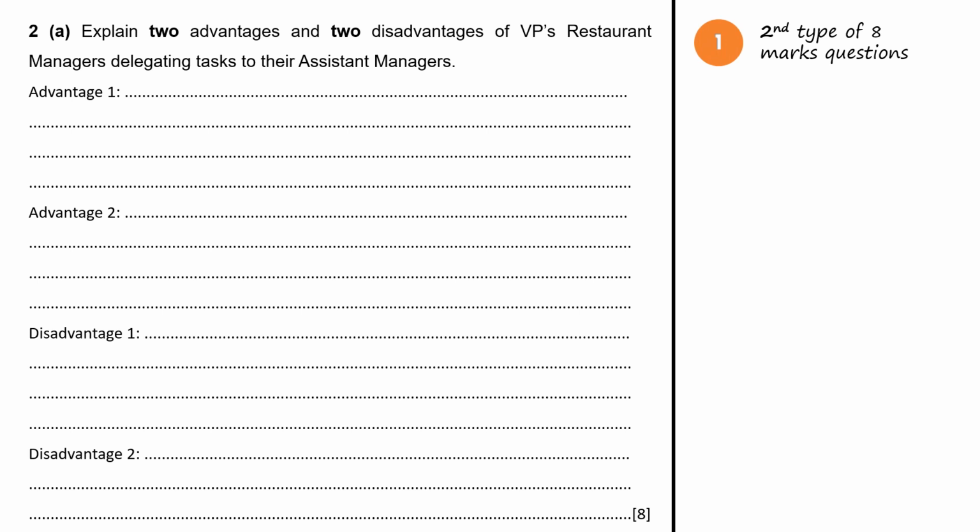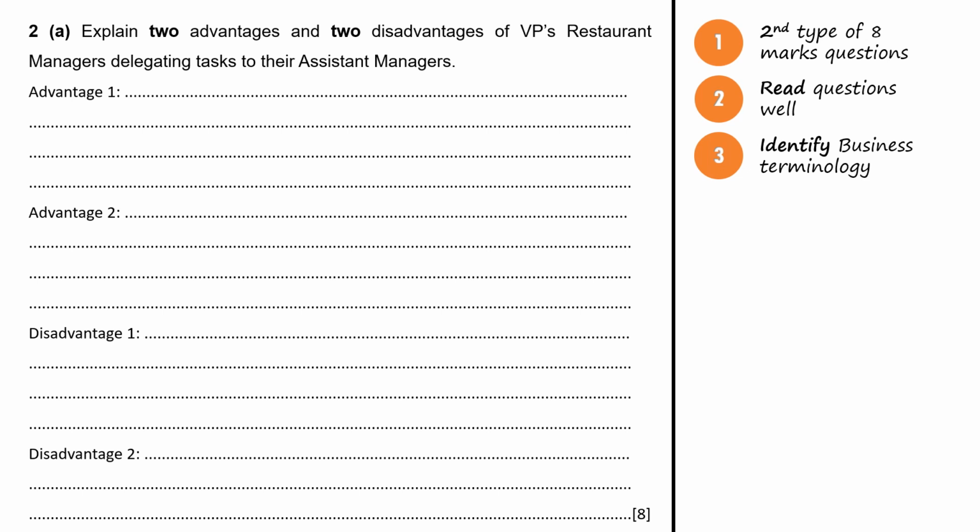The second type of 8 marks questions makes reference to the case study, explain 2 advantages and 2 disadvantages of VPs, restaurant managers, delegating tasks to the assistant managers. So again, read the questions well, identify the business terminology. Here, it is about delegation, and the application part is VPs, restaurant managers. So you will be assessed on the 2 skills, knowledge 4 marks, application 4 marks.